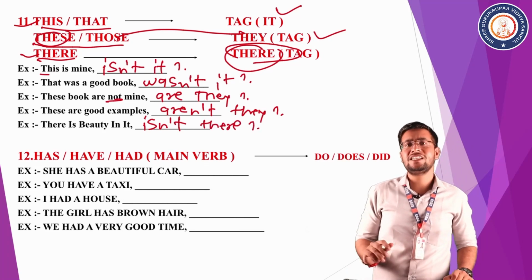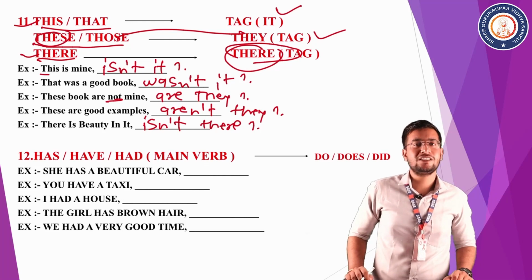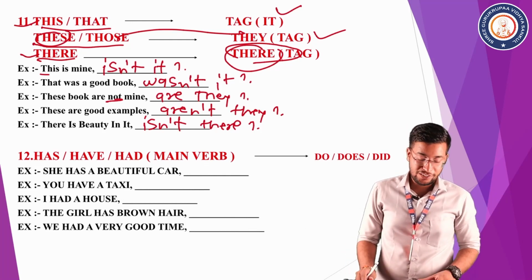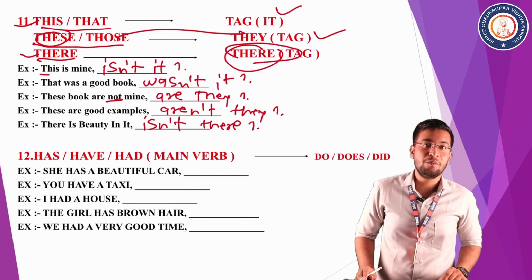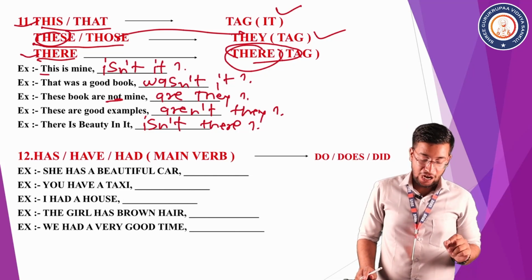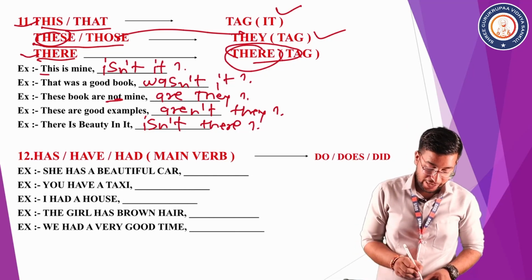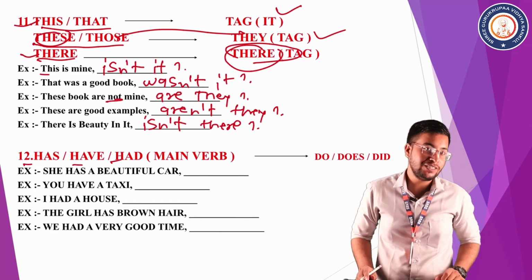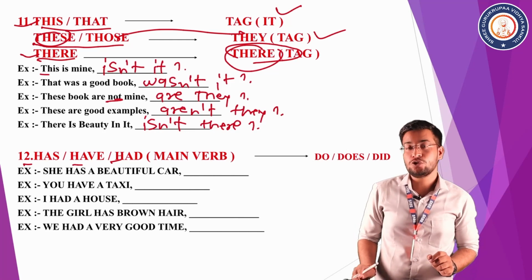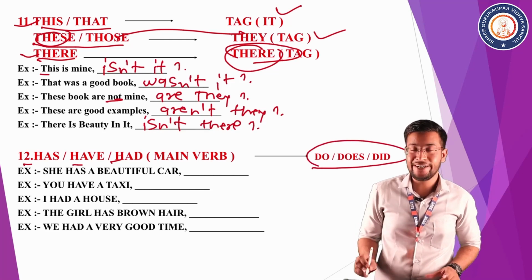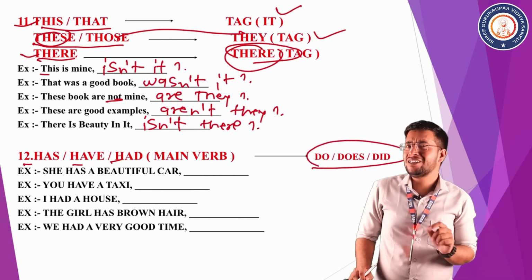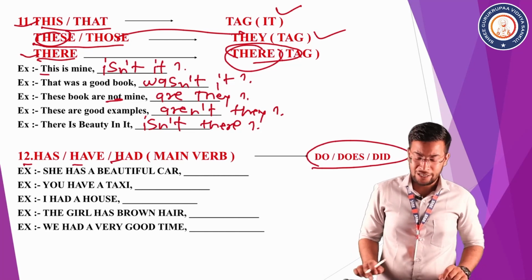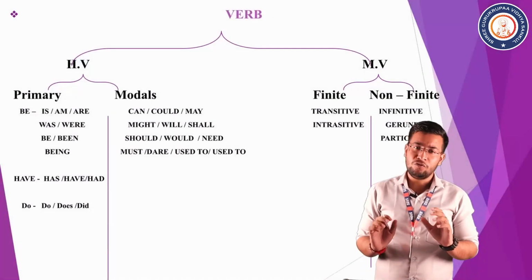I think it is very much clear to you. If it is, now let's move further. Now, dear students, let's look at the very important rule of question tag. Our next rule says if has, have, and had is used as a main verb in the statement, then we will use do, does, and did as a helping verb. To understand this concept very well, now let's look at the verb chart first.